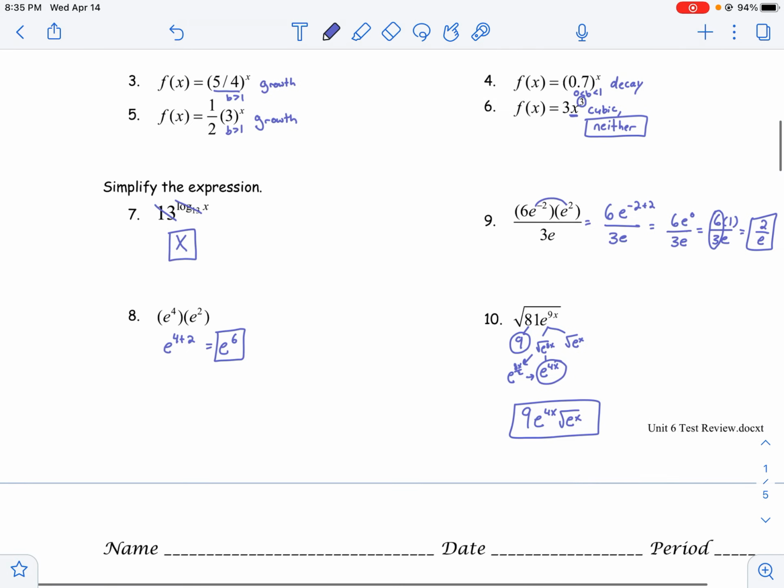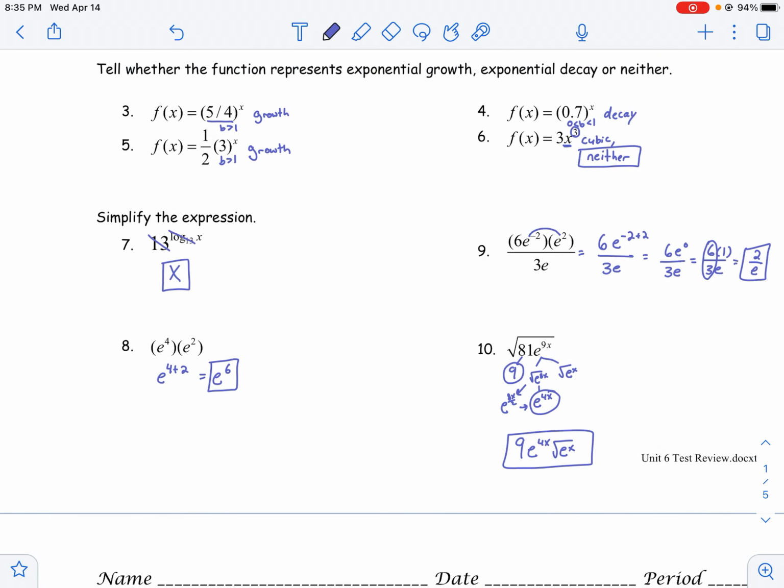All right, and that is the first page of the review.